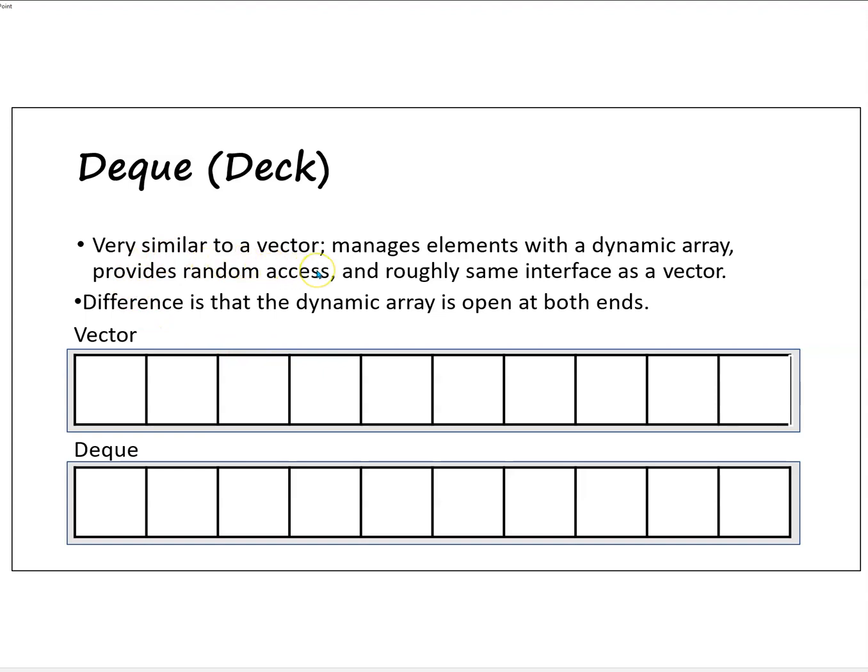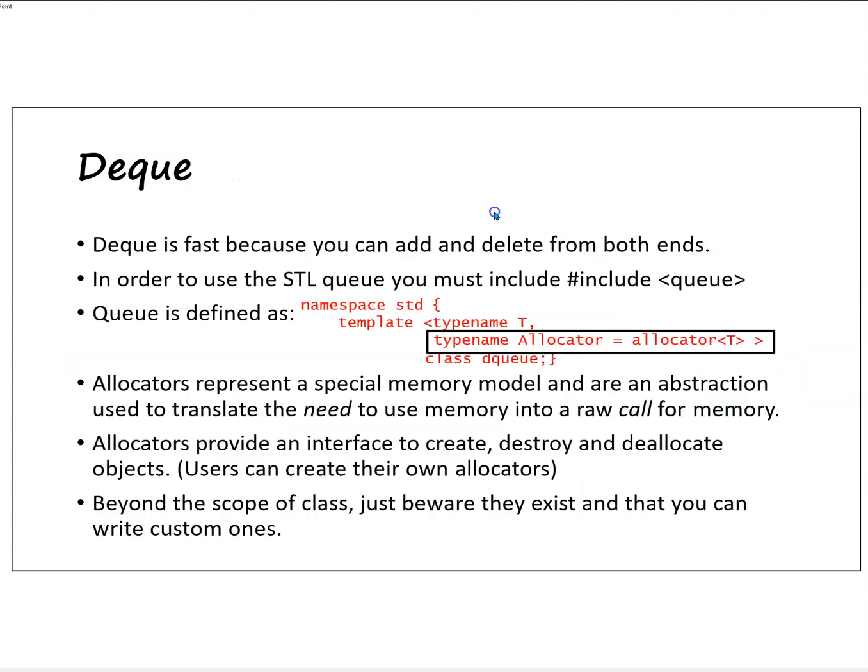A deque is very similar to a vector, and it manages elements with a dynamic array, provides random access, and roughly the same interface as a vector. The difference is that the dynamic array is open at both ends, whereas a vector is not. The deque is fast because you can add and delete from both ends. In order to use it, you must include deque, and allocators represent a special memory model and an abstraction used to translate the need to use memory into raw memory calls. Allocators provide an interface to create, destroy, and deallocate objects, and it's beyond the scope of this class, but you should know where they exist.